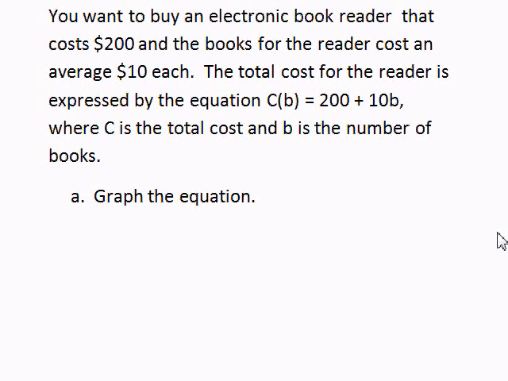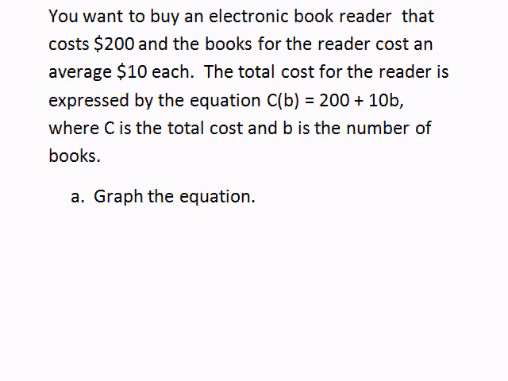Suppose you want to buy an electronic book reader that costs $200, and the books for the reader cost an average of $10 each. The total cost of the reader is expressed by the equation C(B), meaning the cost of the books, or the total cost, is $200, that's the price of the reader, plus 10 times B, meaning $10 per book, where C is the total cost and B is the number of books. We're asked to graph the equation that we were given, or graph the function.